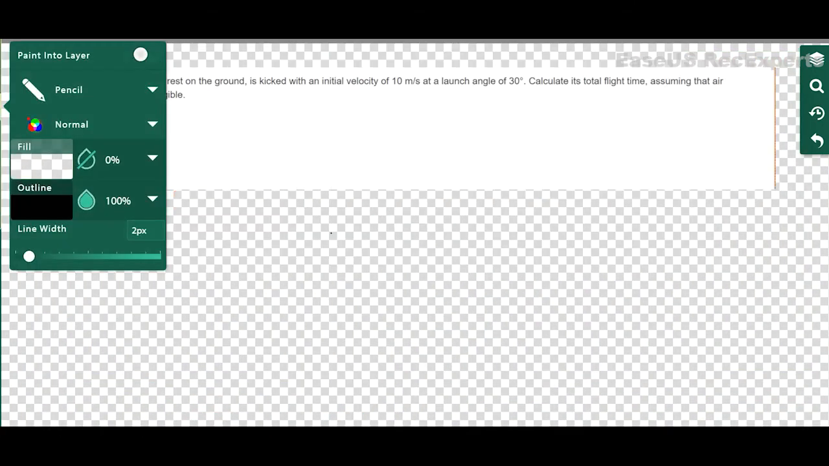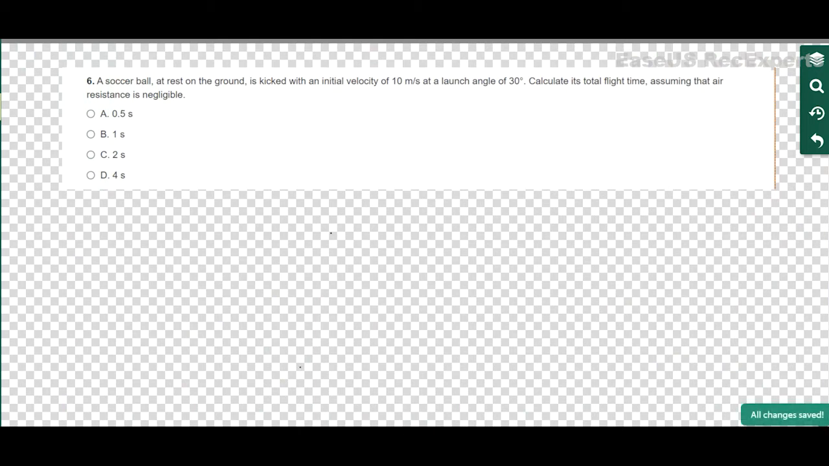Right, a soccer ball at rest on the ground is kicked with an initial velocity of 10 meters per second at a launch angle of 30 degrees. Now we have to calculate its total flight time, assuming that air resistance is negligible. Total flight time is only determined by vertical motion, right? Because if a ball is kicked like this, the horizontal motion doesn't really affect how long it takes to go up and back down.